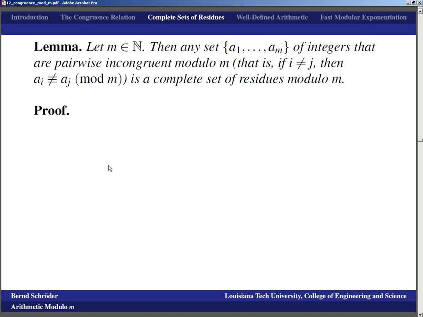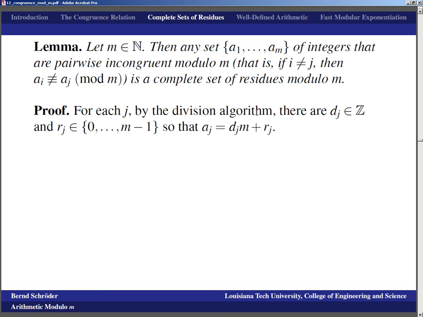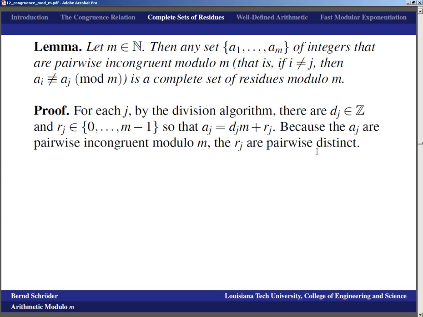And the proof uses the pigeonhole principle, I think, because for every j by the division algorithm, there are dj being an integer and rj being a remainder between 0 and m minus 1, so that aj is dj m plus rj. And because the aj's are pairwise not congruent modulo m, the rj's must be pairwise distinct, right? Because otherwise we would have an aj and an ai having the same remainder rj equals ri, and that would mean that the difference between aj and ai is divisible by m, because it would be dj minus di times m. So that means that the rj must be pairwise distinct.